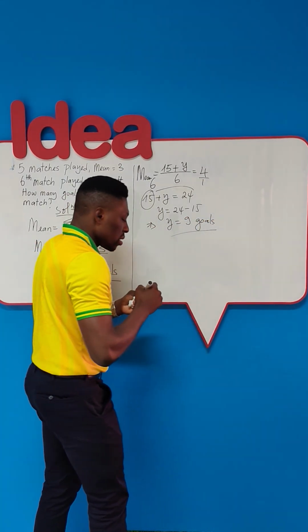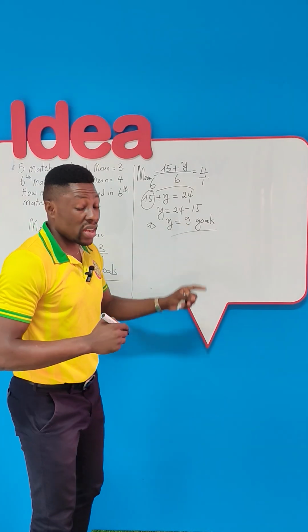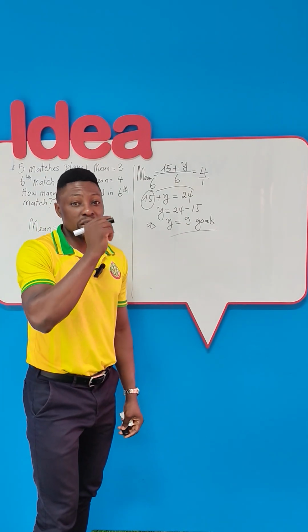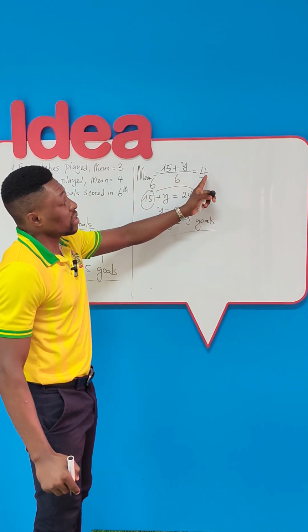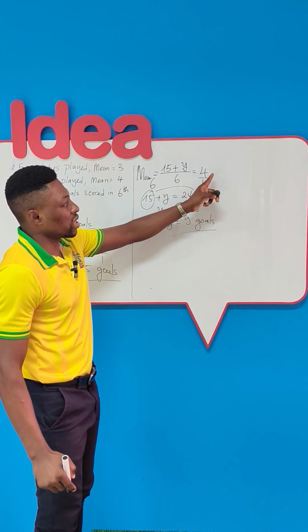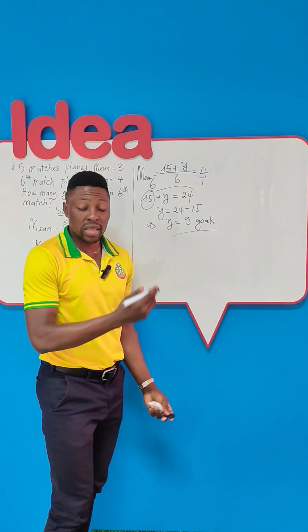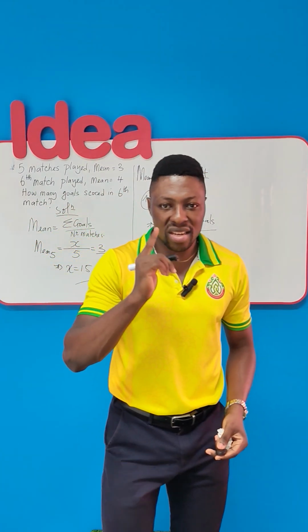In conclusion, there were altogether 9 goals scored in the 6th match for us to have the mean number of goals scored for all the 6 matches to be 4. And why is it so? Because tomorrow will certainly be better.